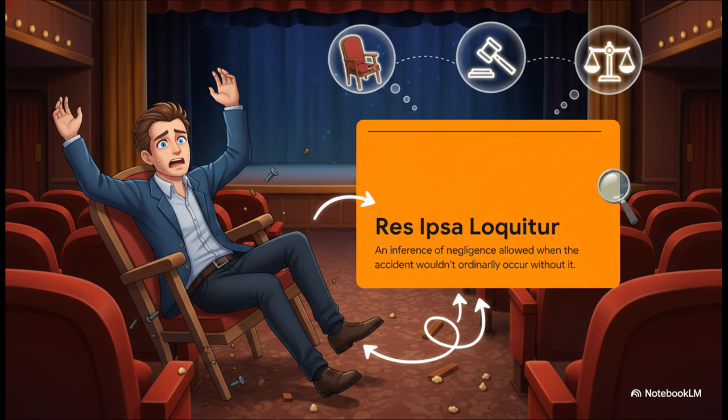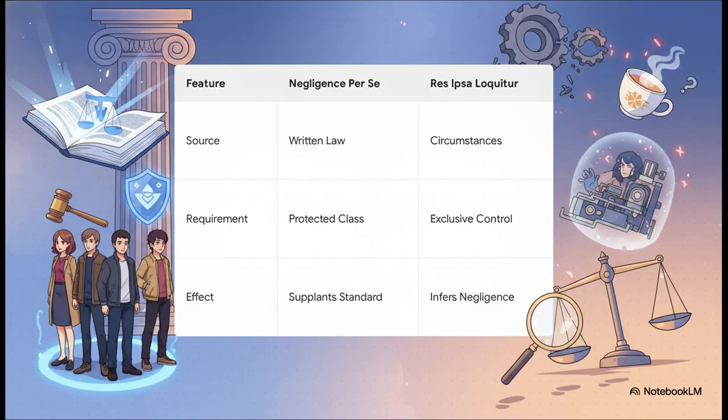If negligence per se is the legislative shortcut, Res Ipsa Loquitur is the circumstantial, common-sense shortcut. It applies when this type of incident normally just doesn't occur without negligence, and the defendant had exclusive control over whatever caused the harm. Here is your ultimate comparative study guide on how these two very distinct doctrines help prove a breach of duty. Definitely mentally bookmark this.